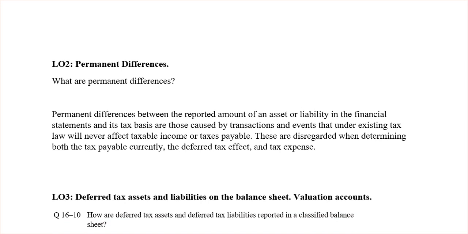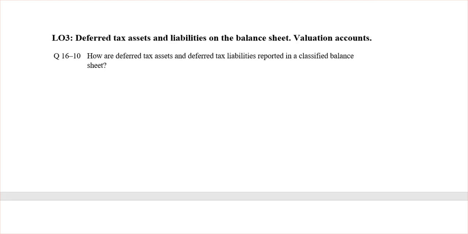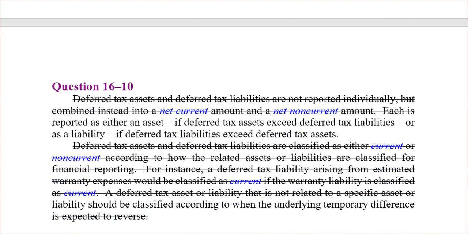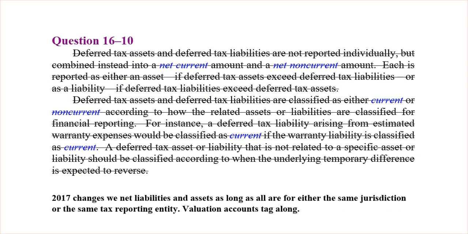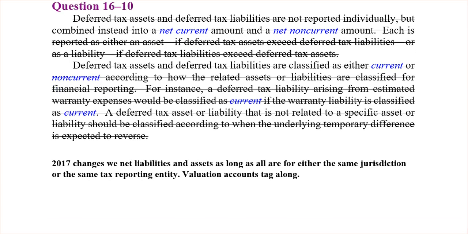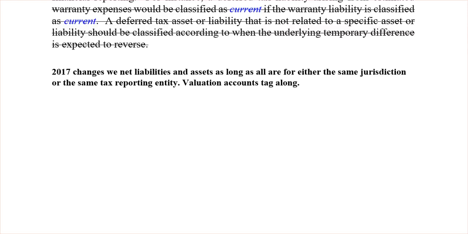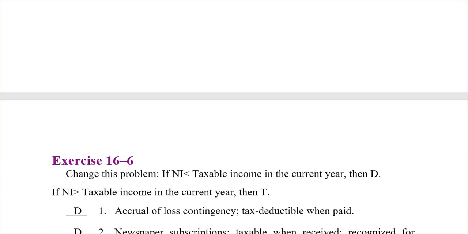How are deferred tax assets and deferred tax liabilities reported in a classified balance sheet? Whoa, look at how I changed. Look at how I marked it all out, because this has changed. Starting in 2017, we now must net the liabilities and assets as long as they are for either the same jurisdiction or the same reporting entity. Valuation accounts need to tag along. All of these are non-current. So you net them, you figure out if you have a deferred tax asset situation or a deferred tax liability situation, and keep those valuation accounts in there.